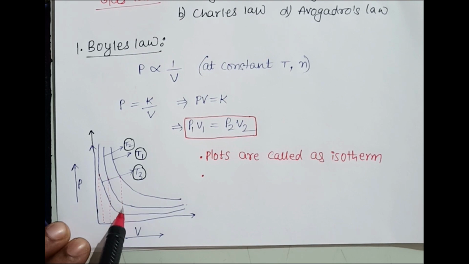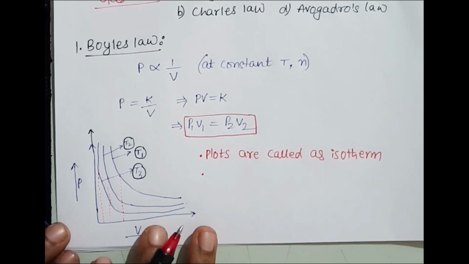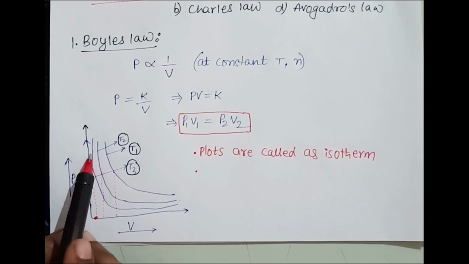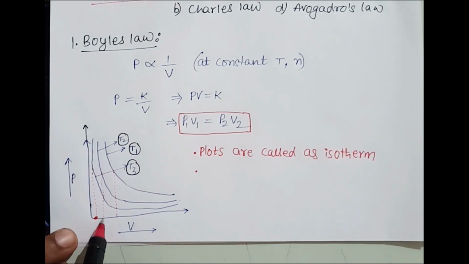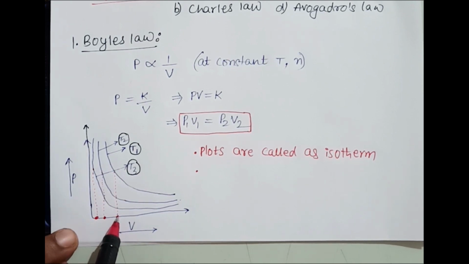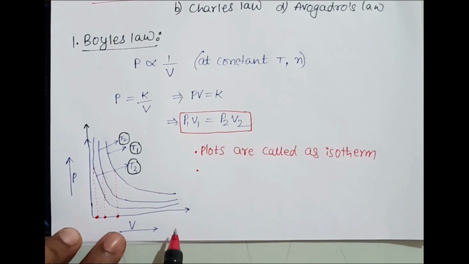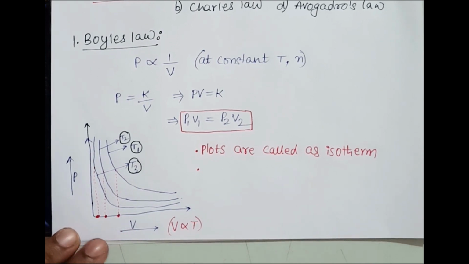Yes, so now you got vertical points. For temperature T3, this is the volume, and for temperature T2, this is the volume, and for temperature T1, this is the volume. We will study one more rule in future, Charles law, that volume is directly proportional to temperature. Understand? We are going to learn that volume is proportional to temperature, which we will study further.